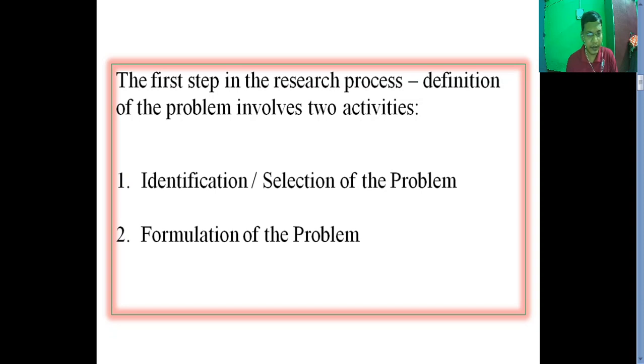The first step in the research process is the definition of the problem, which involves two activities. First, identification or selection of the problem. Second, formulation of the problem.